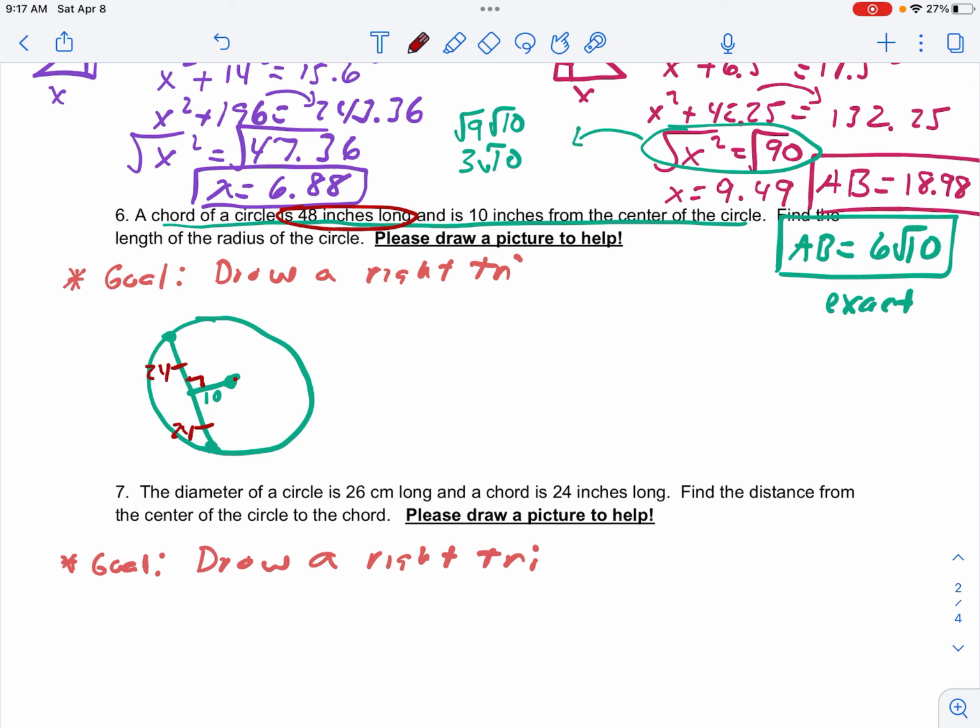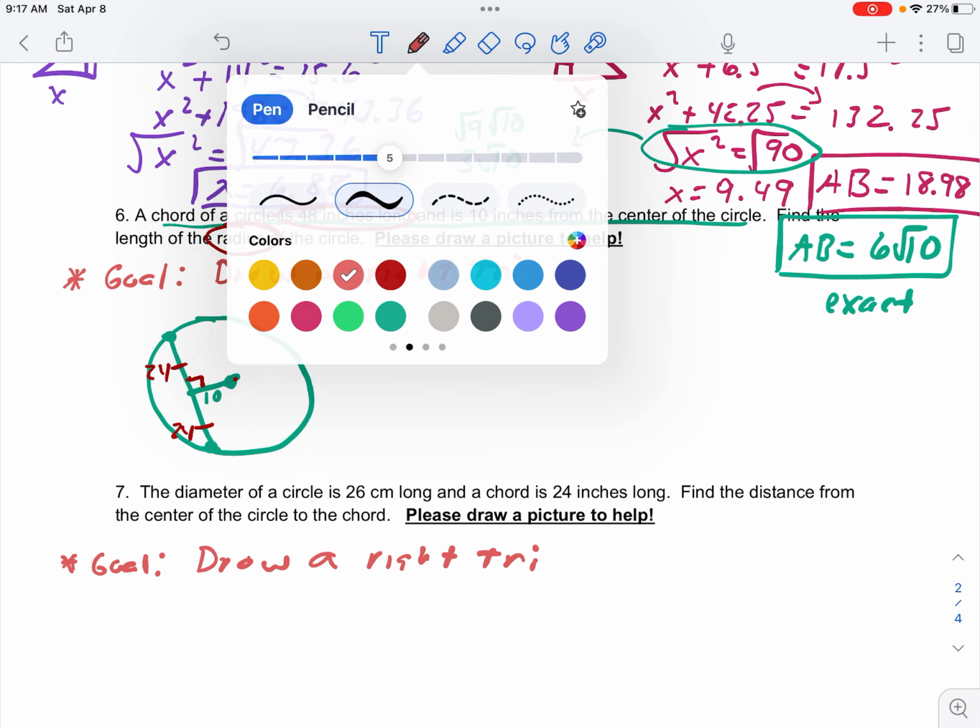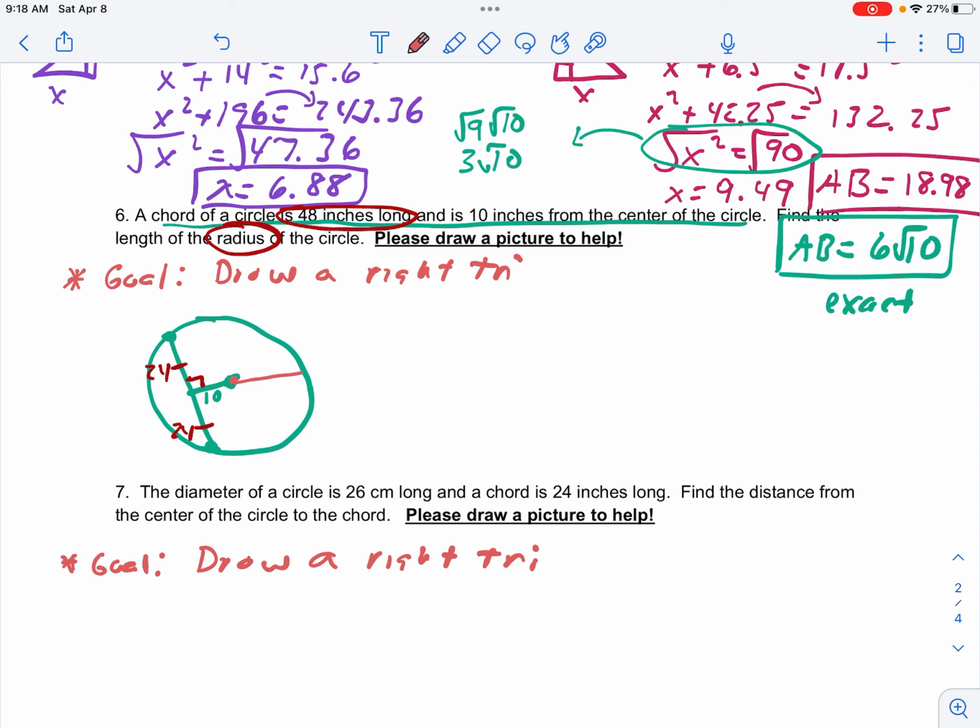The goal of this problem is to find the length of the radius. Now, a radius can be drawn anywhere in the circle. So I could draw a radius from here to here, but that is not helpful. That does not help me get a right triangle. That does not help me actually find what it is. So I'm going to undo that. What is helpful is if I draw a radius from here to here, from the center to the side, there I get a right triangle, and here I get a right triangle also.